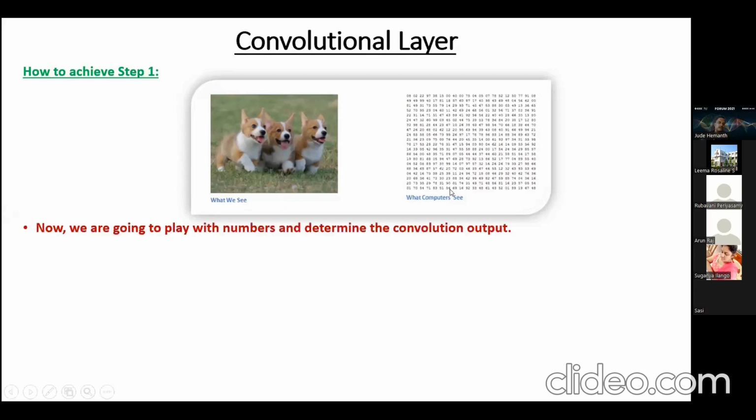Now I am going to play with these numbers and determine the convolution output. What is the convolution output? I want to break this huge image into many small segments. How am I doing that?